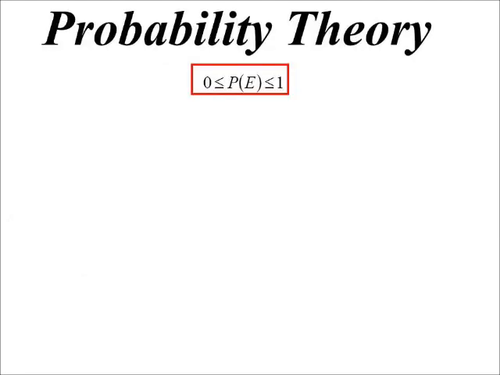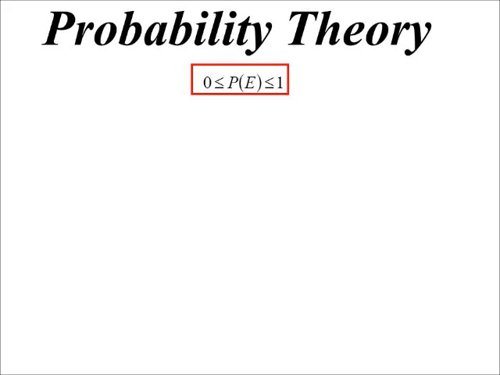Okay, so some theory then. All probabilities will fall in the domain of 0 to 1. They're the only outcomes we could get. So if you're conducting an experiment and you work out the probability is greater than 1, you know you've done something wrong.